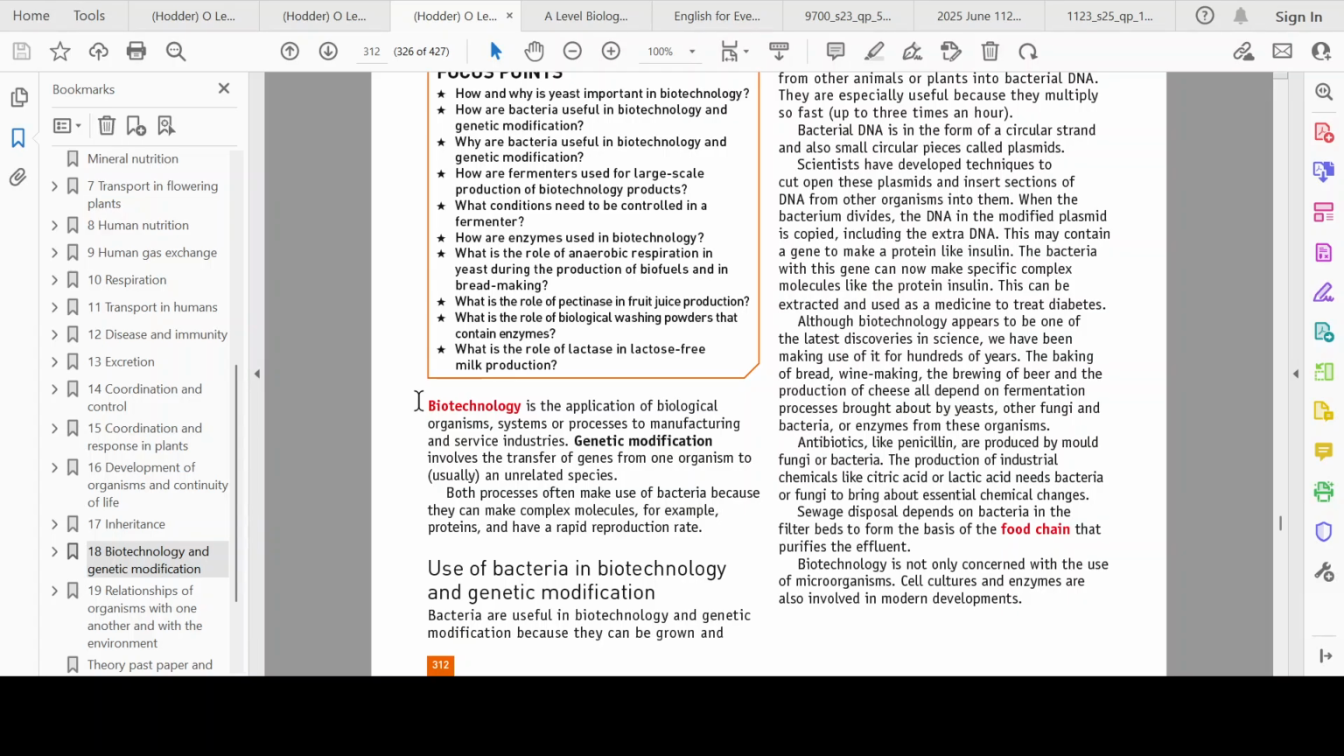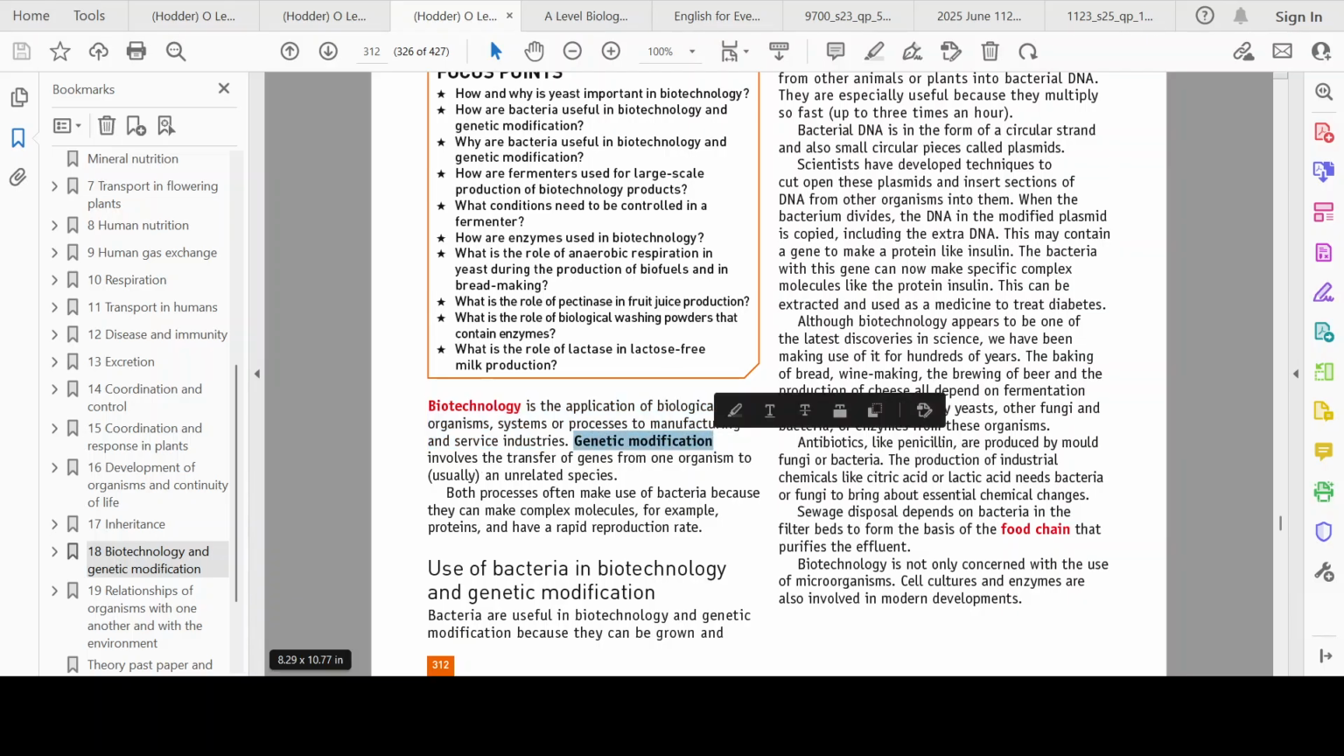So there are two terms that you need to be familiar with. One is biotechnology, and it states over here it is the application of biological organisms, systems meaning biological systems, or processes, that is biological processes, to manufacturing and service industries. Okay, so basically using biology to the benefit of human beings.